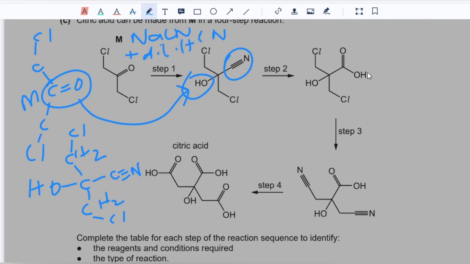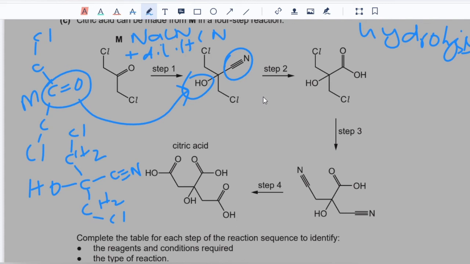For step 2, again look out for the changes that you are able to see. So the alcohol, chlorine and chlorine remain the same. The nitrile group changes to an acid group. This is a hydrolysis reaction, so you need an acid to carry out this reaction. In the question they've used sulfuric acid. You could also use dilute hydrochloric acid, and this is hydrolysis. The previous one was nucleophilic addition.